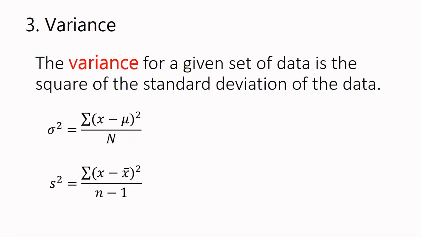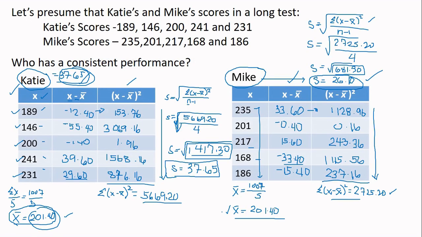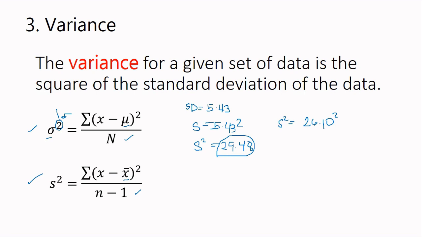If we go back, class, to solving Katie and Mike, we can see the variance on this side. This is what I boxed. Their variance we do not solve with the square root. Likewise for Mike, it is 681.30. So we did not solve the square root. That would be the variance. So let me solve. This is 26.10. So we solve for its variance.